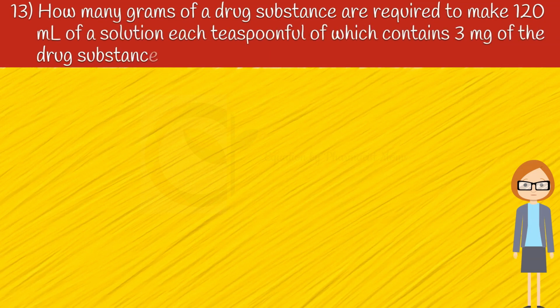Question 13. How many grams of a drug substance are required to make 120 milliliters of a solution, each teaspoonful of which contains 3 milligrams of the drug substance? To find out how many grams of a drug substance are required to make 120 milliliters of a solution, each teaspoonful of which contains 3 milligrams of the drug substance, we first need to determine the total amount of the drug substance needed for the entire solution.